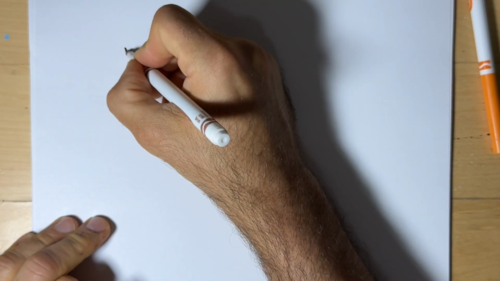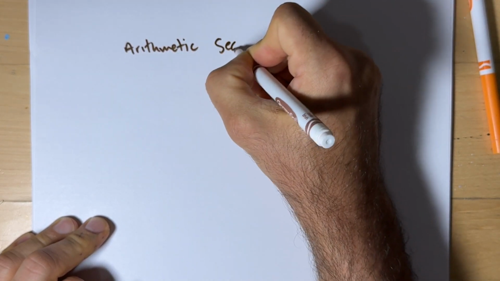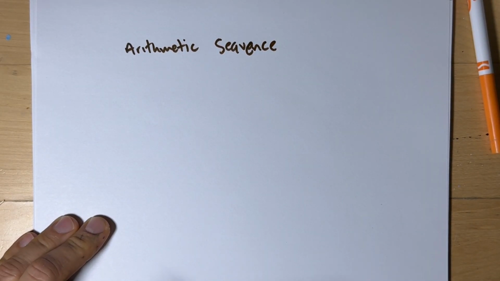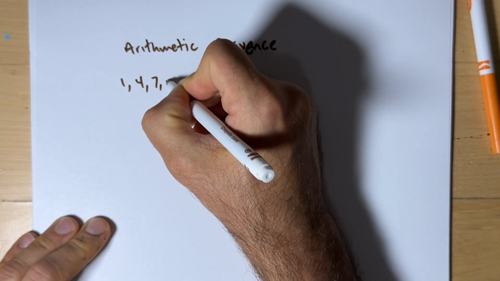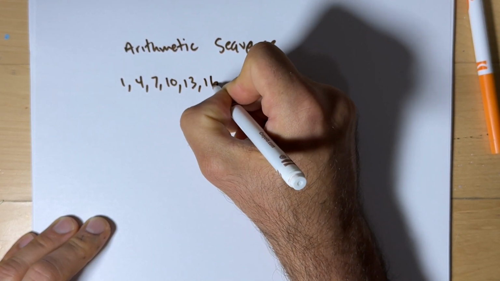So we're going to look at the arithmetic sequence. An arithmetic sequence is when you are adding the same number to a pattern over and over and over again. Now, we first test the pattern. I have my students test the first three.